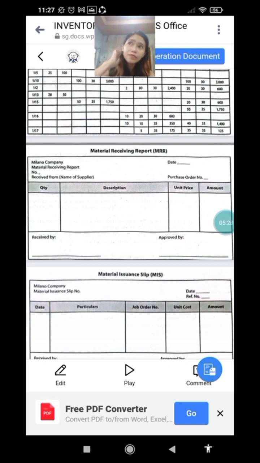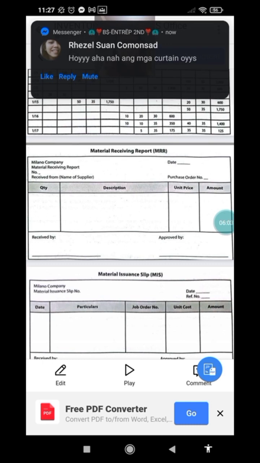And if they are delivering products to the grocery, it should be received by the stockman, or the merchandiser straightly. And just put a signature on received by, and approved as well. It should be approved by the supplier or the company.